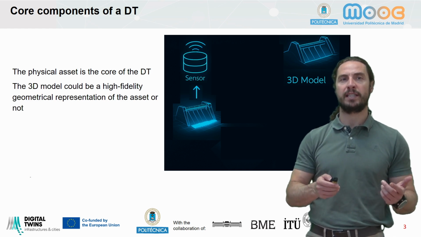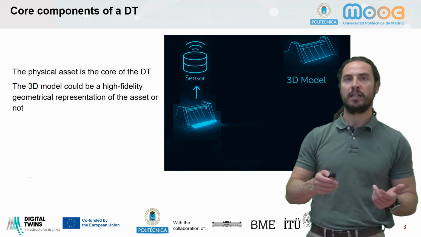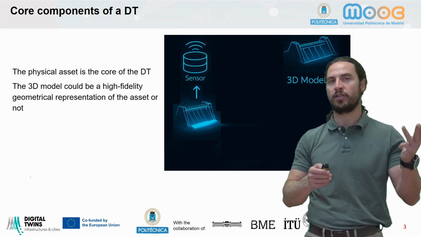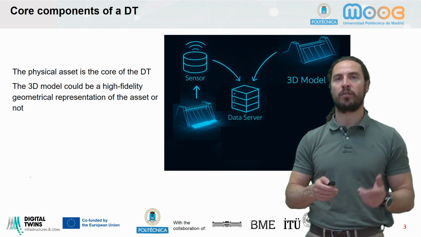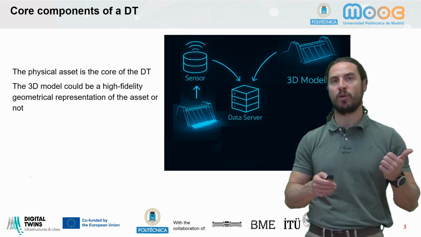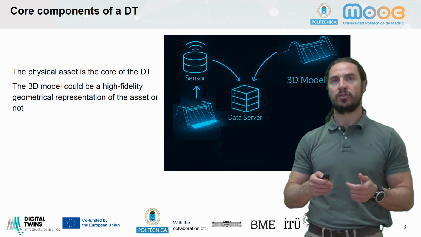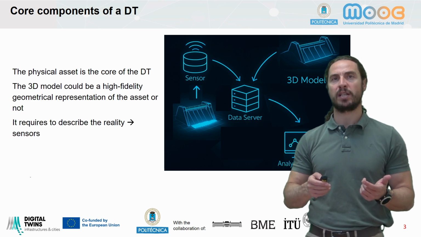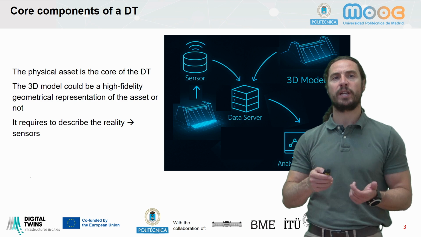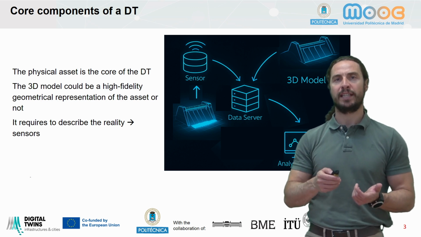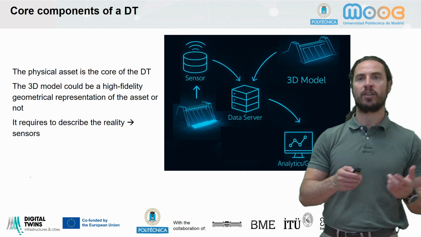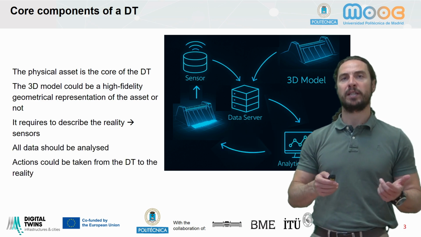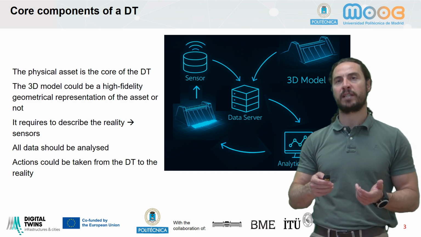The third component is data connectivity. Sensors installed on the real asset collect data, temperature, vibration, traffic, energy consumption, and so on, and transmit it through communication networks such as Wi-Fi, fiber, or even 5G to the data server. This data flow is what keeps the virtual and physical worlds aligned. And finally, we have the analytics and simulation, the intelligence of the system. Here, algorithms and predictive models analyze the information to detect patterns or to test what-if scenarios.